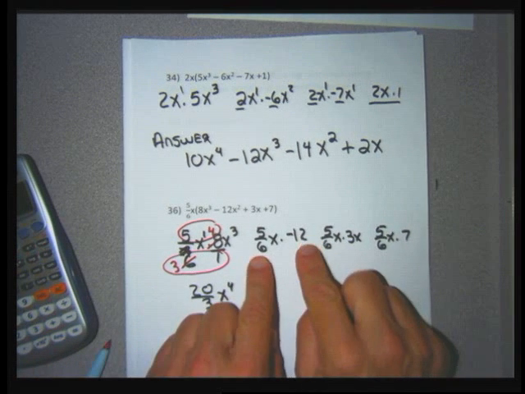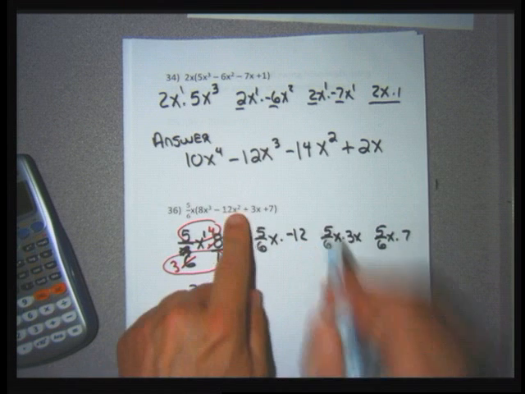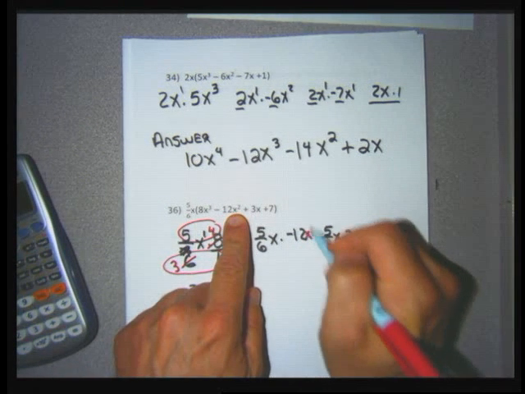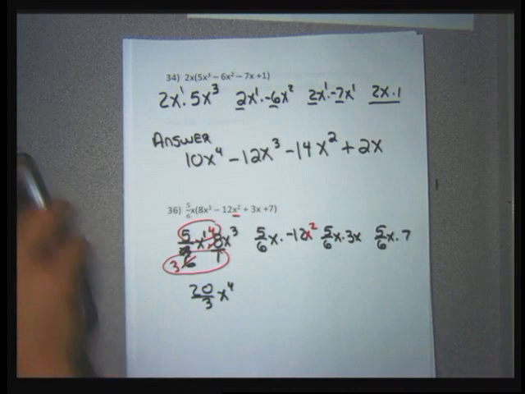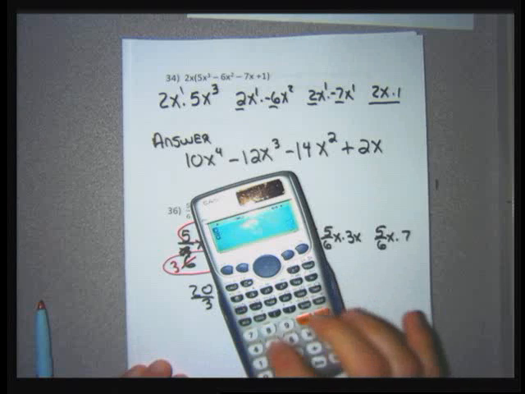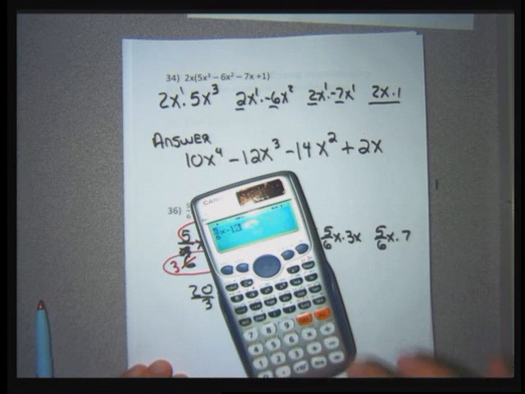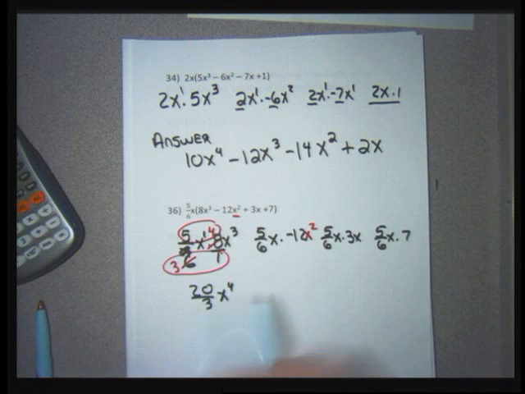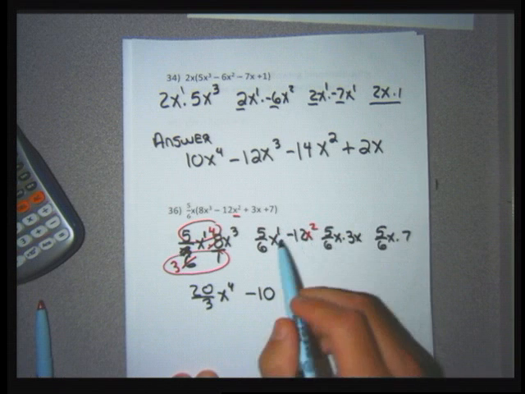Second multiplication, I have to multiply 5/6 times negative 12. And I forgot the x squared part of this, but it needs to be there. Just forgot to write it. And so to do 5/6 times negative 12, I'll go 5 over 6 times negative 12, and I get negative 10. So for the second piece, I'm going to have negative 10, and then the exponent on the x is going to be 3.